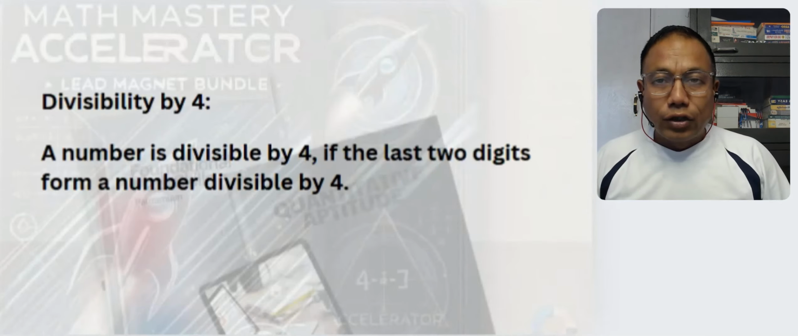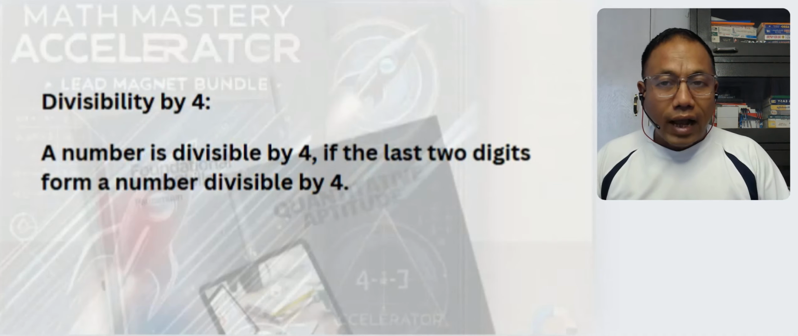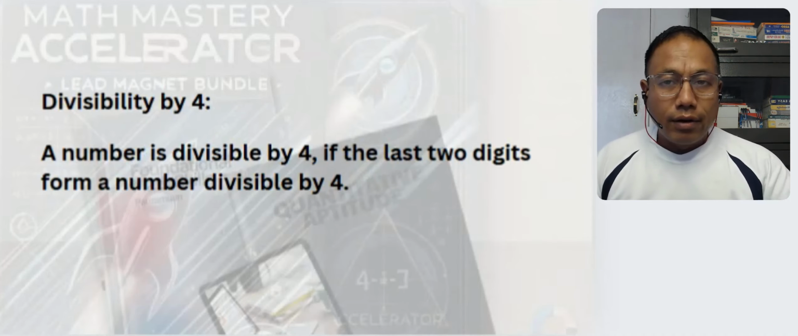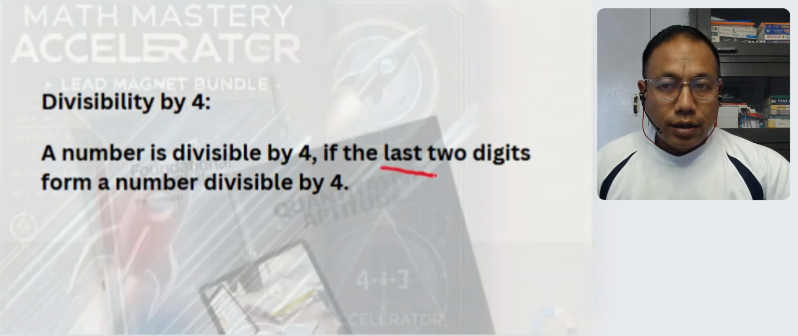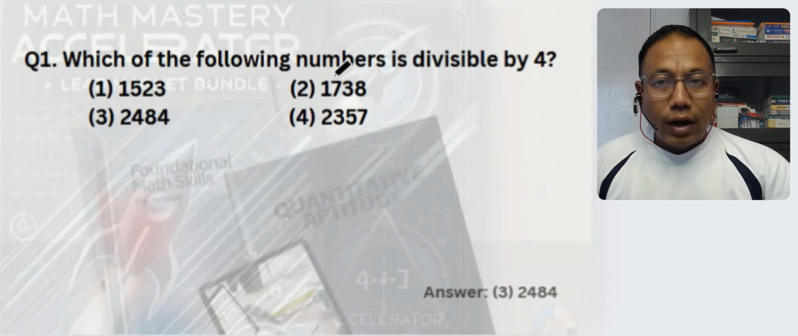Let's start with the definition of divisibility by 4. A number is divisible by 4 if the last two digits are divisible by 4. Here, remember, last two digits. Which of the following numbers is divisible by 4?